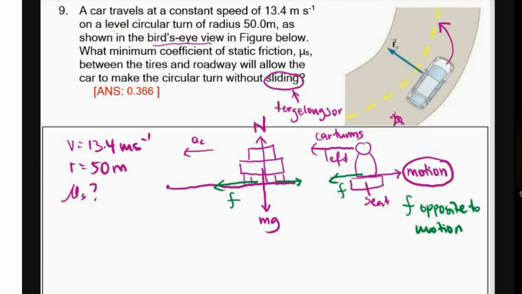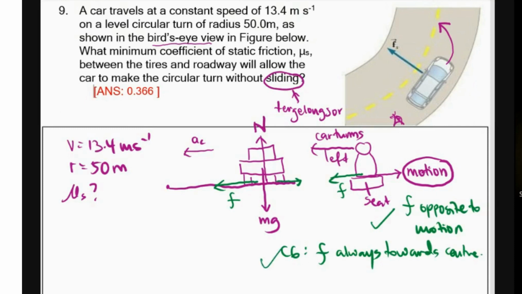So please remember, the friction is opposite to the motion, correct? But in chapter 6, the direction of friction is always towards the center of the circle. So if the car moves to the right, it means that the center of the circle is on its right. Therefore, friction is to the right. If the car moves to the left, it means that the center of the circle is on the left. The friction is towards the left. Okay? Please remember that.